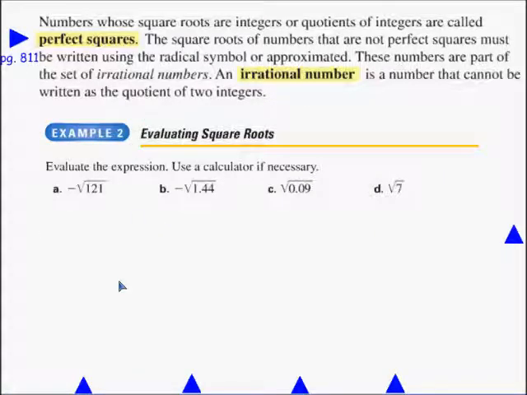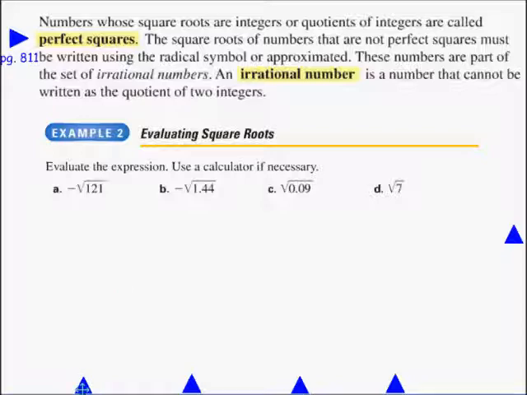Moving on to example 2, we're going to talk about perfect squares. Numbers whose square roots are integers or quotients of integers are called perfect squares. The square roots of numbers that are not perfect squares must be written using the radical symbol or approximated. These numbers are part of the set of irrational numbers. An irrational number is a number that cannot be written as the quotient or a fraction of two integers.